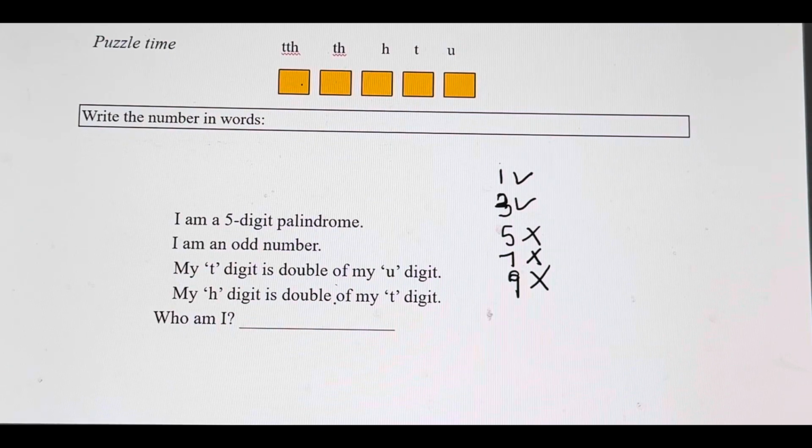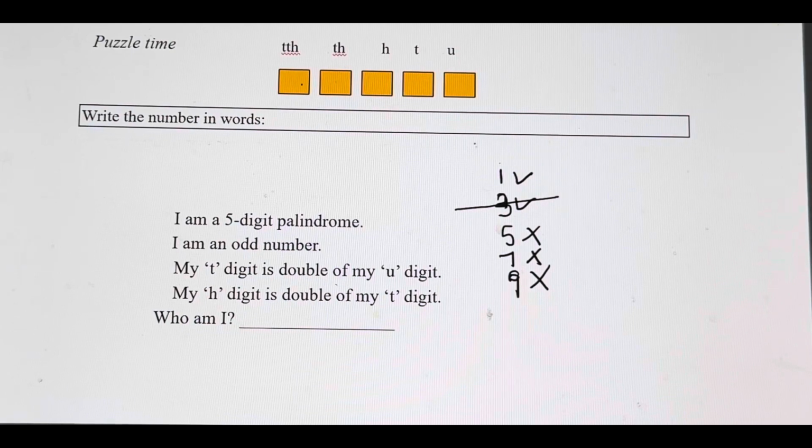My H digit is double of my T digit. So whatever is your ones place, its double is this place and that double is H. So if we take 3 here, double of 3 is 6, fine. But double of 6 will be 12. So that's not possible. So even 3 is cancelled.